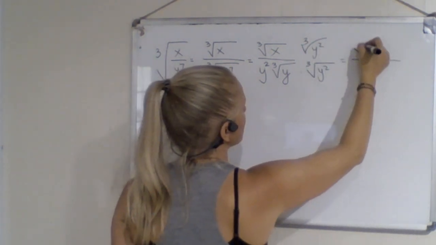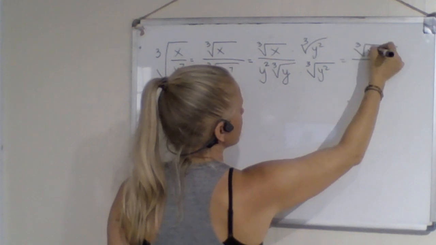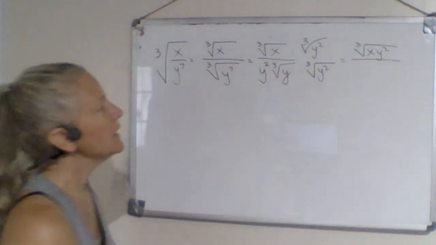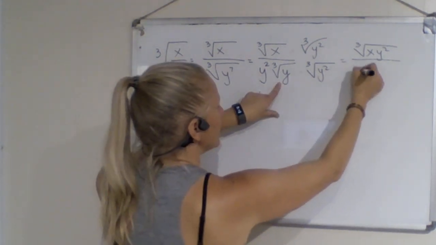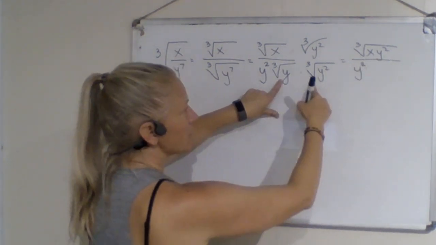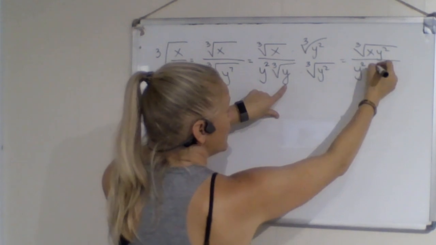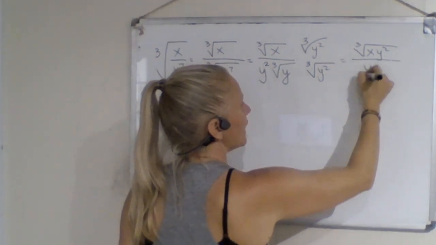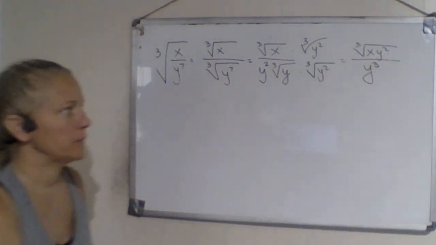On the top, they can be combined: x, y to the 2nd. They're the same kind of root, so they can be combined. The bottom now becomes y to the 2nd times, I have 3 of them, y to the 1st, or I can just write this as y to the 3rd, and I am done. Okay.